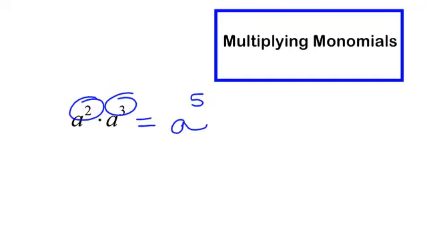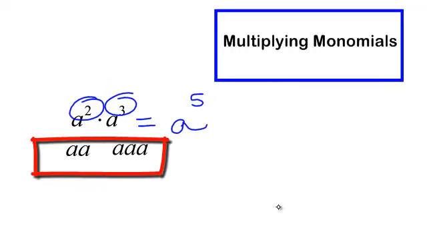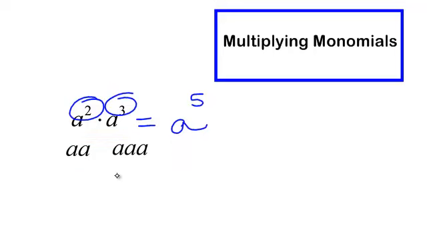If you want to understand that a little bit more, a squared, do you believe that is a times a? A to the third, that is a times a times a. So that's actually a to the fifth. But I don't have time to write all these a's down, so I would rather learn my rules.